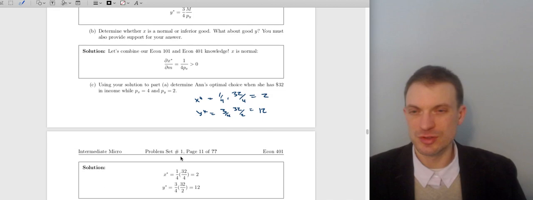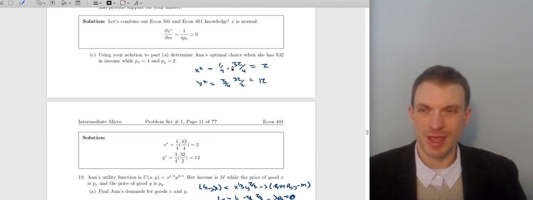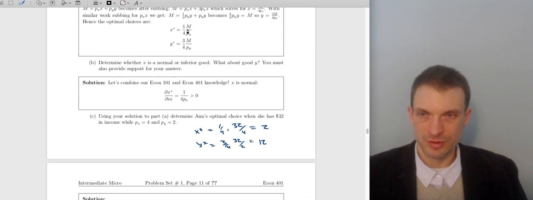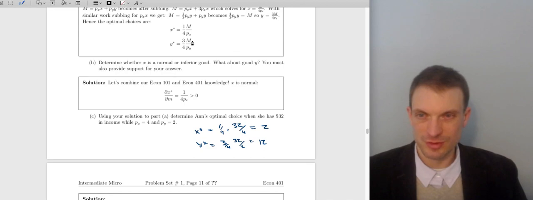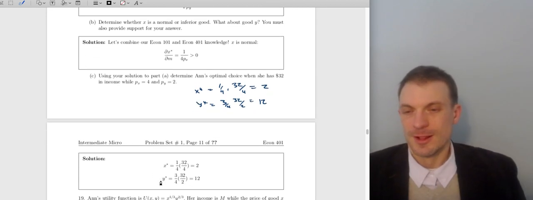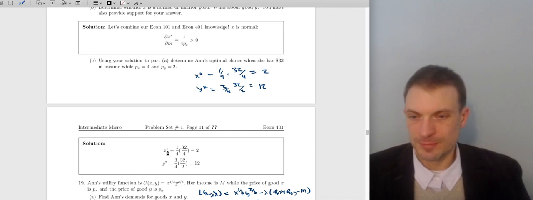Okay, use your solution to determine Ann's optimal choice when Ann has $32 in income, and these are the prices. All right, so 32 in the numerator, price 4 in the denominator, so 32 divided by 16 is 2. And then here we're going to have 3 times 32 divided by 8, yeah, 96 divided by 8, 12. All right, and so that's this right here.